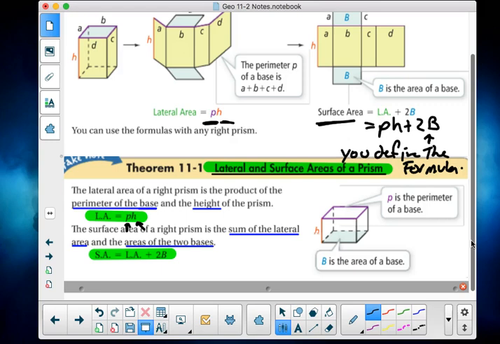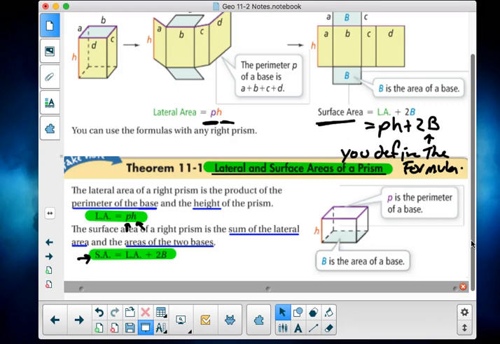Now, the surface area of a right prism is the sum of the lateral area, that's the pH, and the areas of the two bases. So that's what this formula is. So we've got to keep in mind what's happening with this. We're trying to get a shortcut of those formulas.